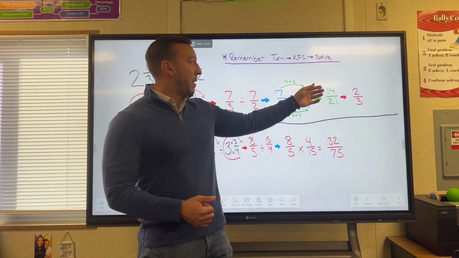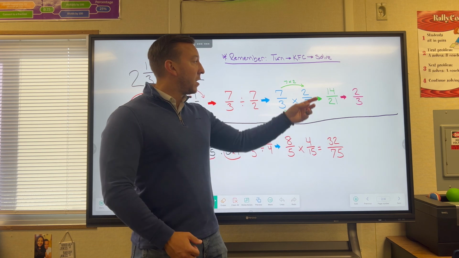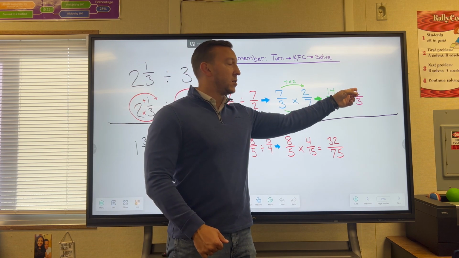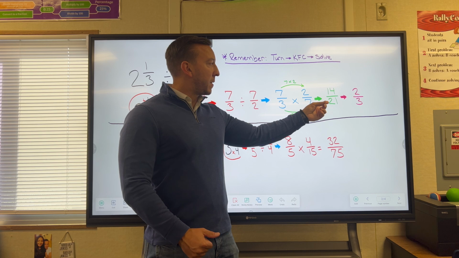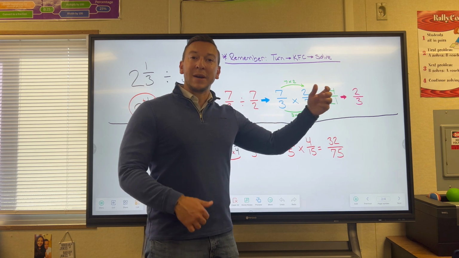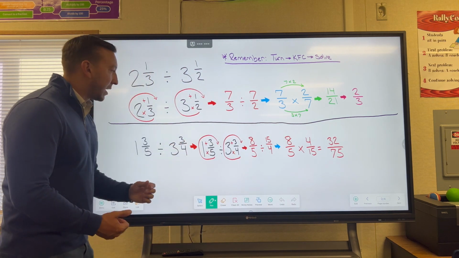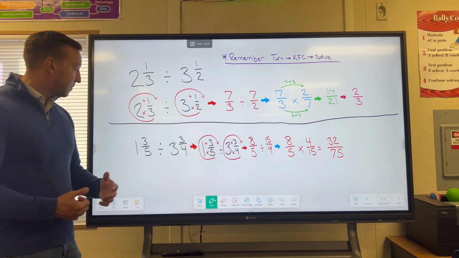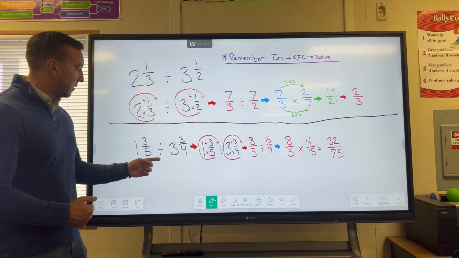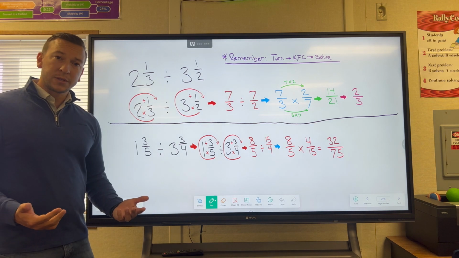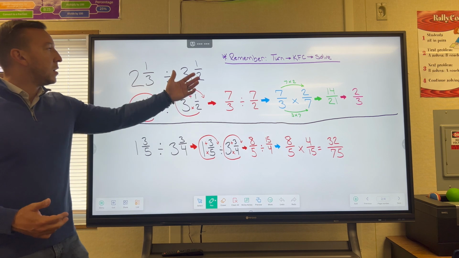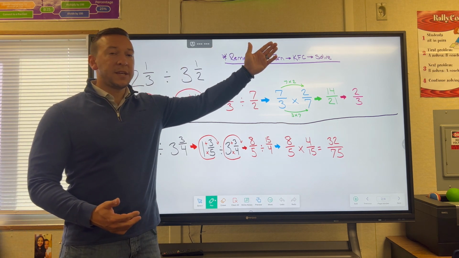So if I take my greatest common factor, which is 7, 14 divided by 7 is 2, 21 divided by 7 is 3. So my simplified answer would be 2/3. Let's take a look at this second example. We have 1 3/5 divided by 3 3/4. Let's use our steps: turn, KFC, solve.